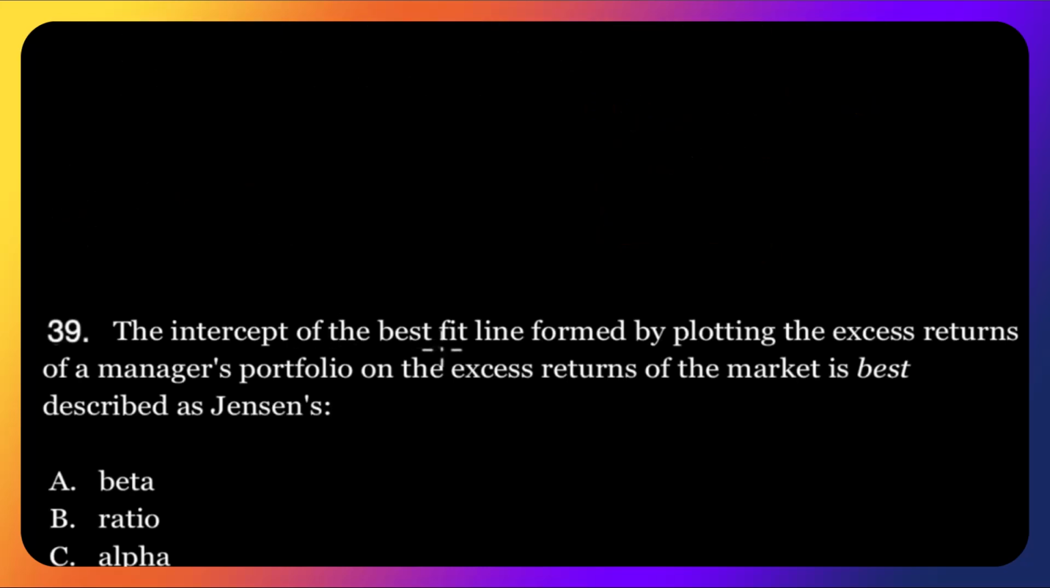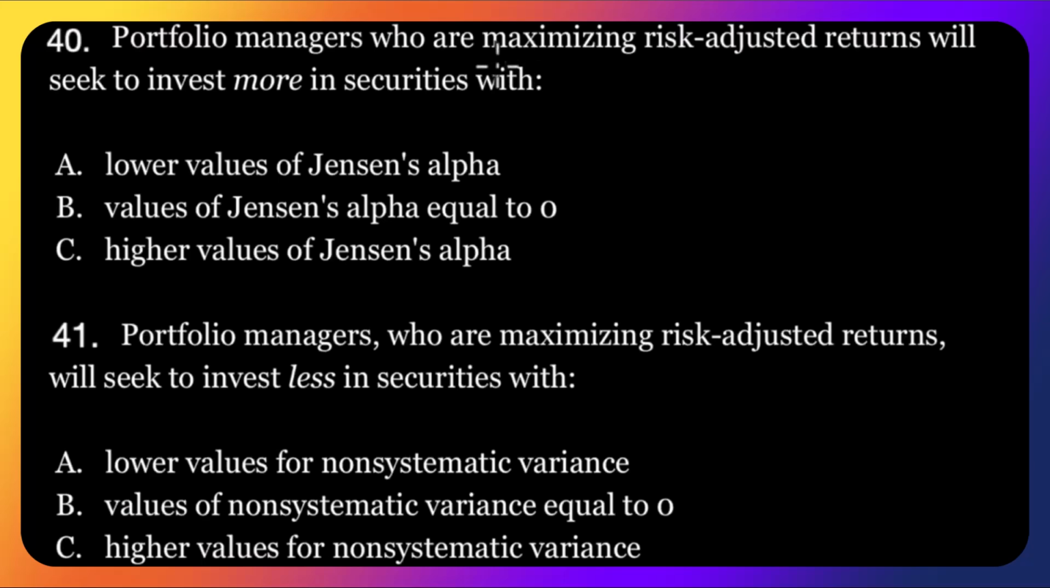The intercept of the best fit line formed by plotting the excess returns of a manager's portfolio on the excess returns of the market is best described as Jensen's, this is too easy, right? Beta, ratio, or alpha. Jensen's alpha. Portfolio managers who are maximizing risk-adjusted returns will seek to invest more in securities with lower values of Jensen's alpha, values of Jensen's alpha equal to 0, or higher values of Jensen's alpha.